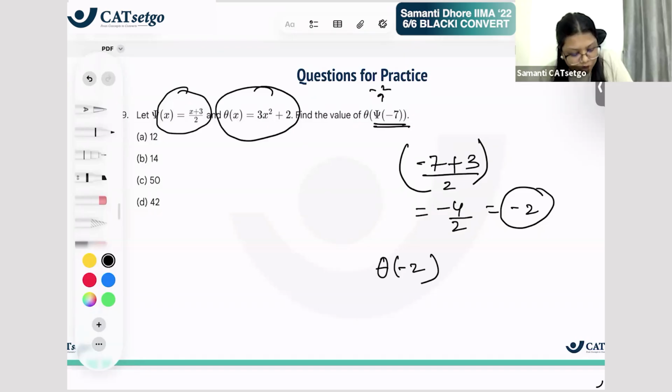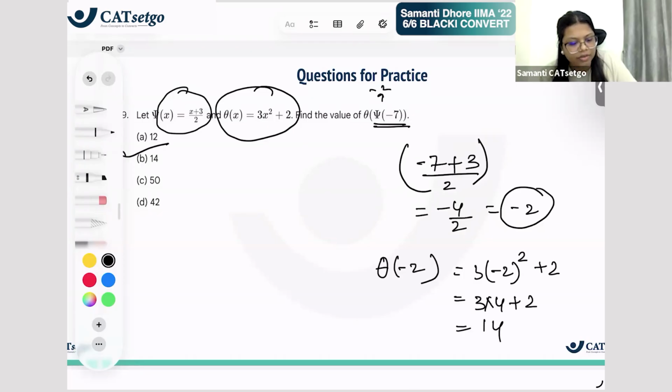What is theta? Theta is 3x square plus 2, which is 3 into x square plus 2, which is 3 into 4 plus 2, which is 14. So 14 is your answer.